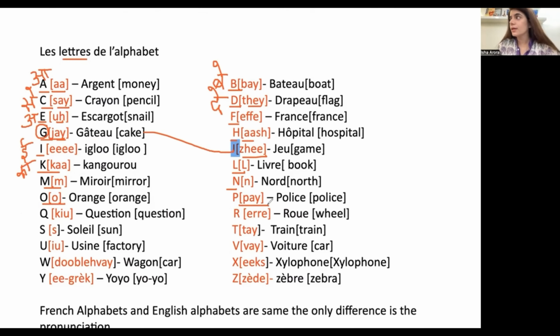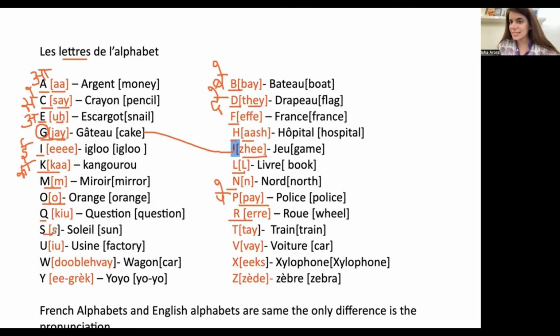Now, P, P, P. Now, let's do this one. Q, that's Q, Q, Q. R is a little challenge in French, but you have to make sure that you master it, okay? Because it's very, very important. So it's like air, air, air.